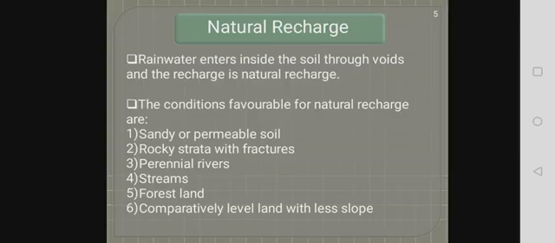Last is comparatively level land with less slope. The lower slope areas of flat terrain, that is level land, allow rainfall infiltration and percolation. Level land with less slope allows rainfall infiltration and percolation, while areas with high slope generate quick runoff from the land. That's why comparatively level land with less slope is needed.